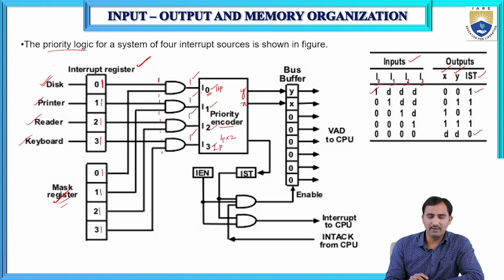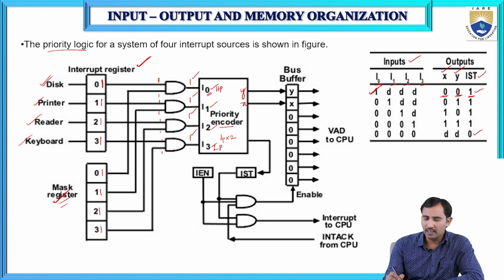Since 0 has the highest priority, the I0 corresponding code will be generated at the output of the priority encoder. So see here, when I0 generates an interrupt, the output is 0 0, and the IST bit is equal to 1 because an interrupt is generated. That's why IST is equal to 1, and the output of the priority encoder is 0 0.